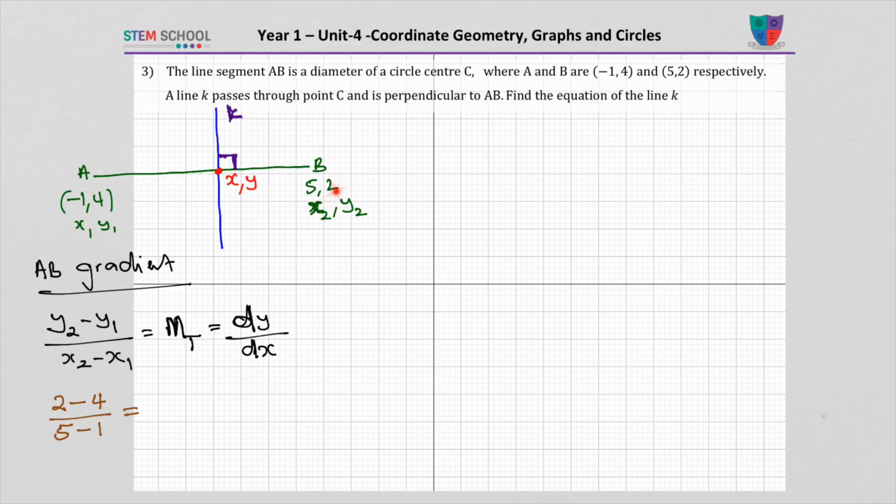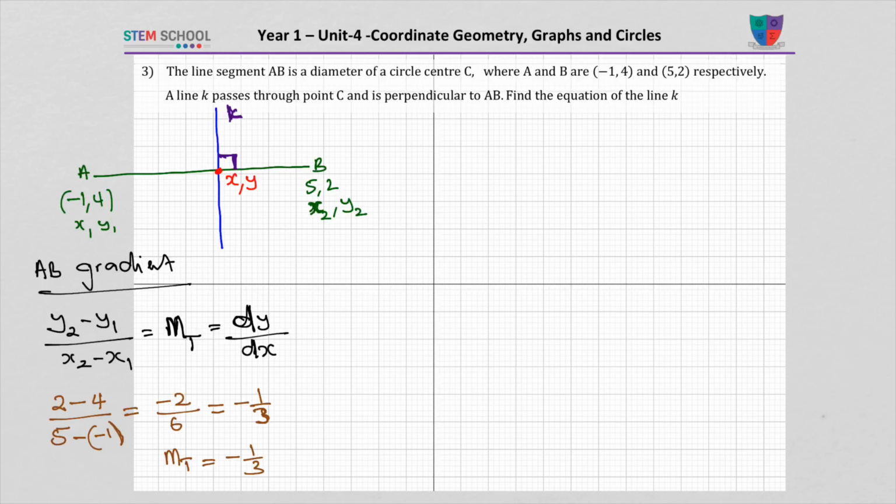So the y2 here is 2, take away y1 which is 4, so 2 minus 4, over x2 which is 5, take away x1 which is -1, and therefore we get -2 over 6, and that becomes -1/3. So the gradient of the tangent MT is -1/3.